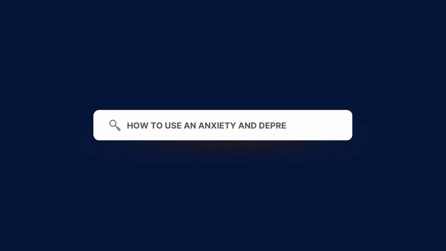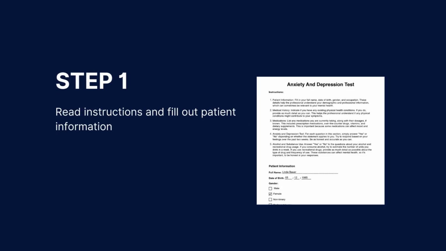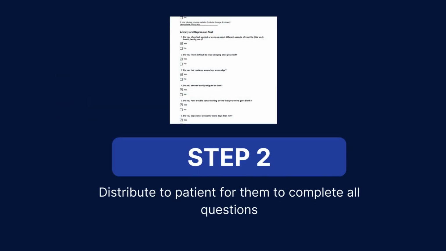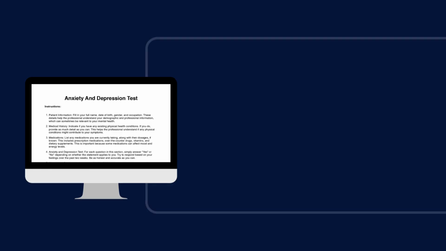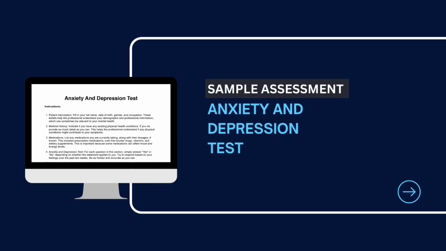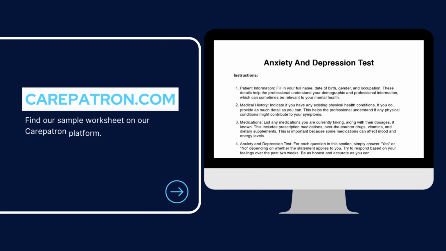Here's how to use an anxiety and depression test. The first step is to read the instructions and fill out the patient information. You'll then need to distribute it to the patient for them to complete all questions listed on the document. Finally, incorporate the results.